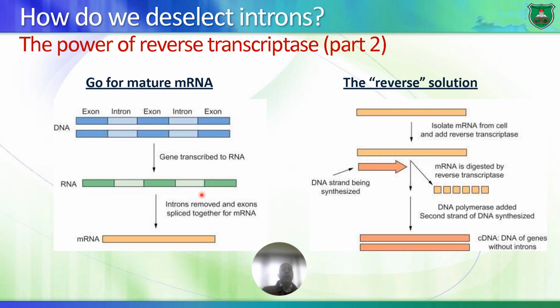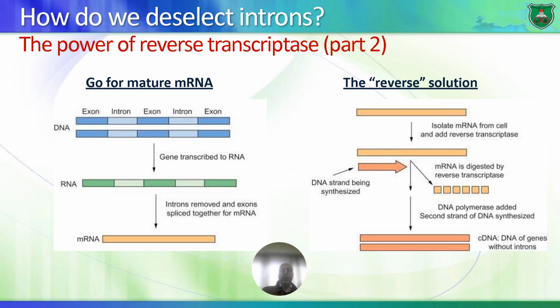messenger RNA that contains introns and exons. Rather, we use mature messenger RNA that contains only exons connected to each other without any introns. And again, we use reverse transcriptase, that's the solution, to synthesize the DNA from the messenger RNA, and this messenger RNA is already spliced. So we make, again, double-stranded DNA, which is known as the complementary DNA.